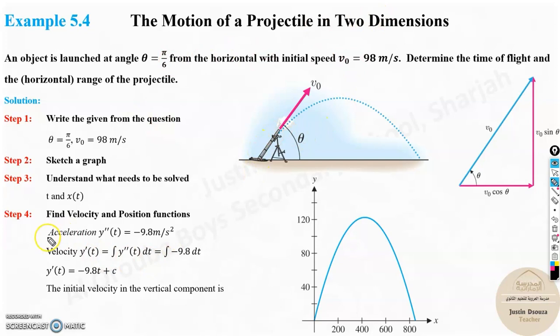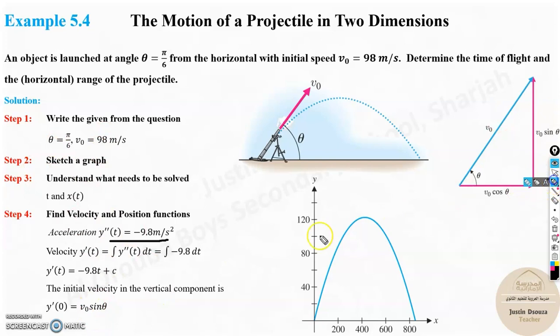Only the vertical acceleration. Remember, this is the vertical section, the vertical parts we are solving in the vertical component. Important to know that. Now, since we are dealing with the vertical component, the initial velocity would be y dash of 0. What is y dash of 0 in the vertical component? It is v naught sine theta. Now substitute the theta and v naught value.